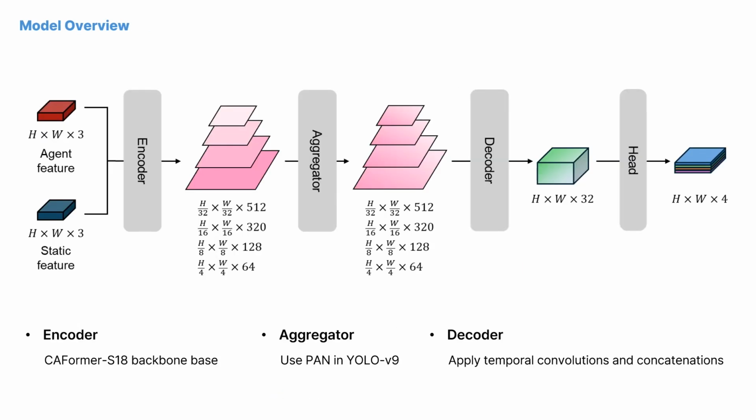This is our model overview. From input features, the encoder generates multi-scale features. The aggregator refines these feature maps, and then the decoder combines these features and generates one feature autoregressively. Lastly, the prediction head estimates the final occupancy and flow feature.